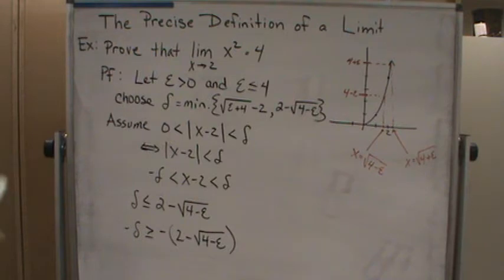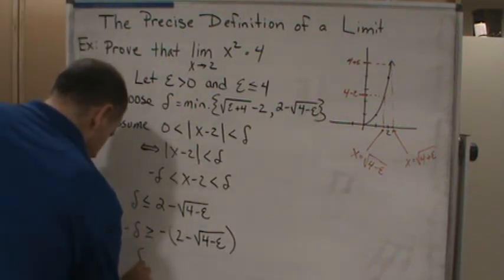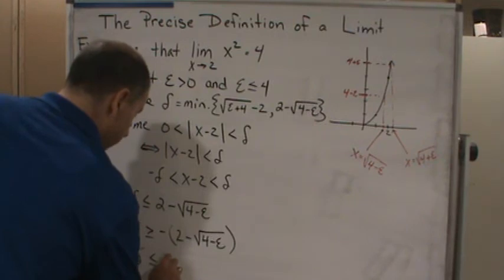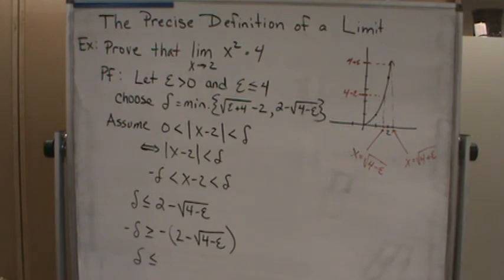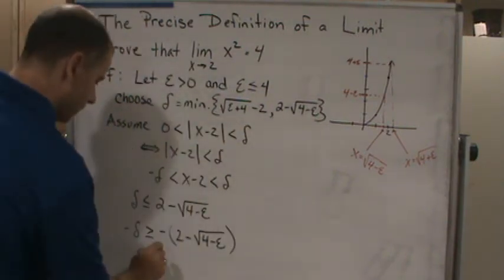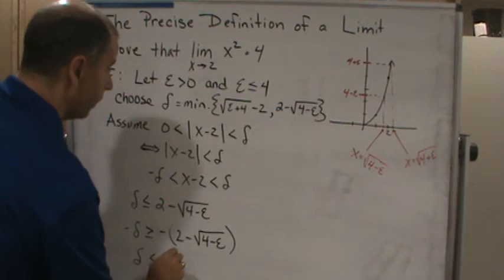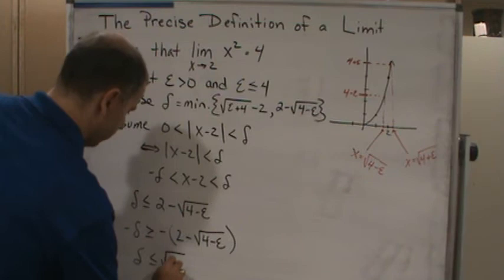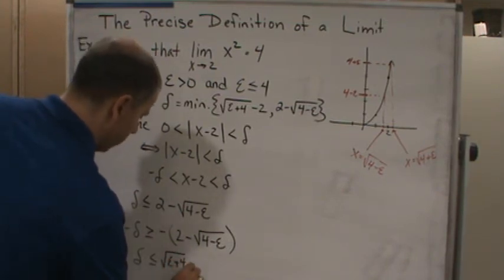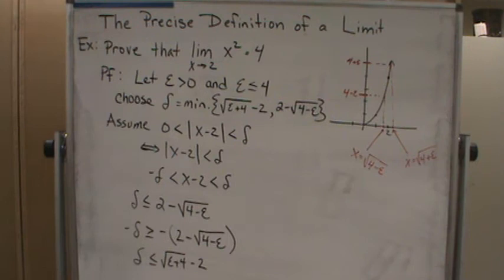We also use delta is less than or equal to, where is it at? Yeah, so we use this one. It's also less than or equal to the square root of epsilon plus 4 minus 2. Okay, so we can also use that here.